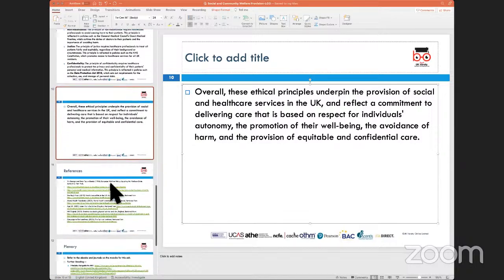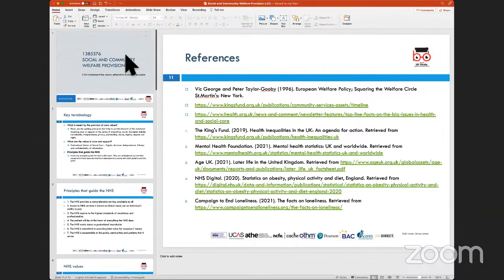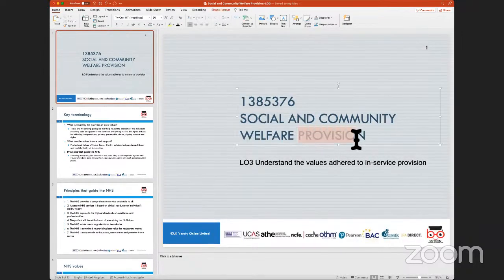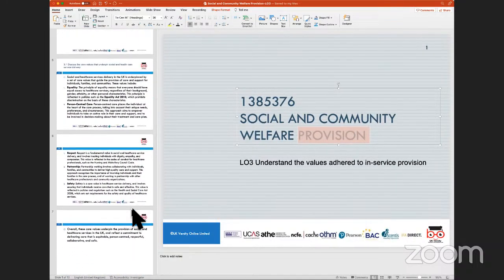Okay, so with this, we come to the end of this particular learning outcome, wherein we wanted to understand the concept of provision, and provision in relation to values and principles which are related to the delivery of health and social care services to members of the public by the National Health Service and associated agencies and bodies. So any questions on today's discussion?